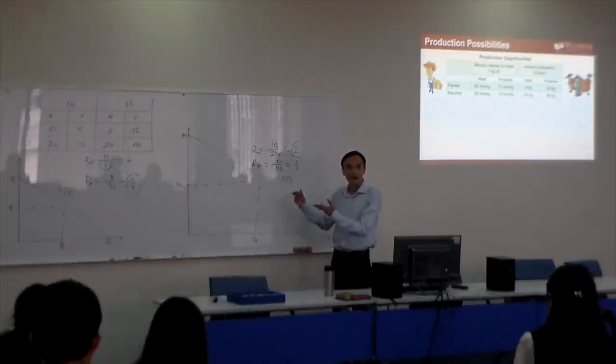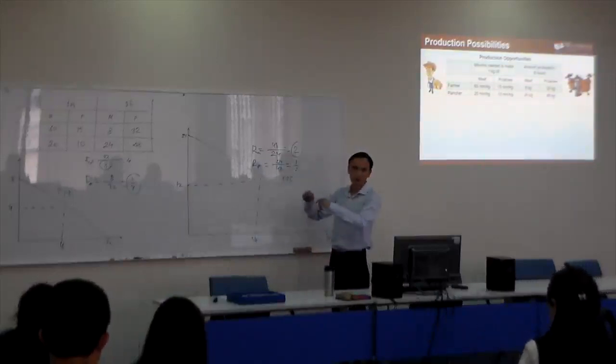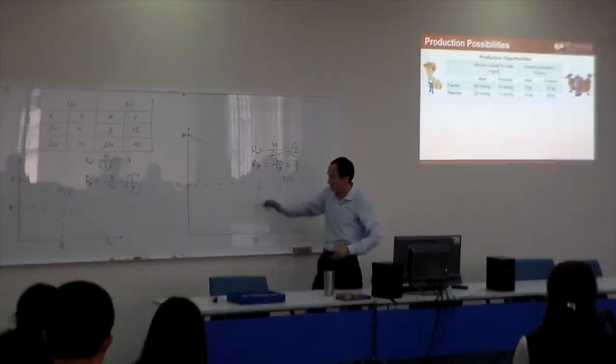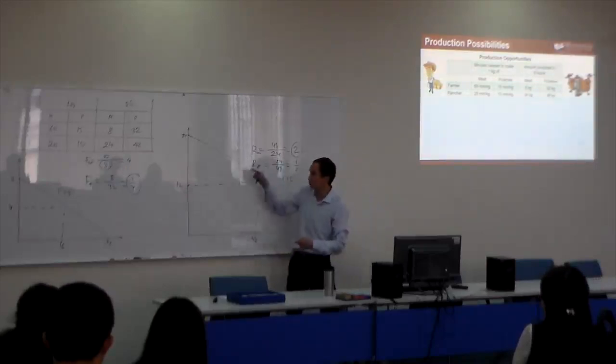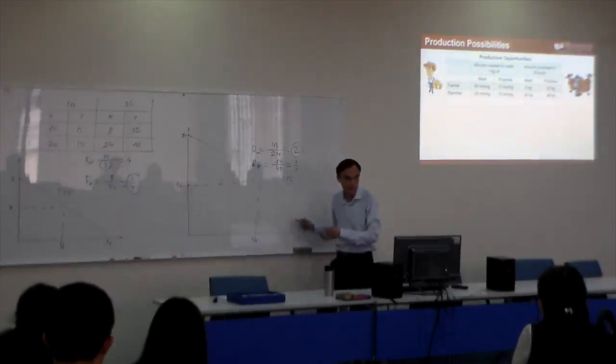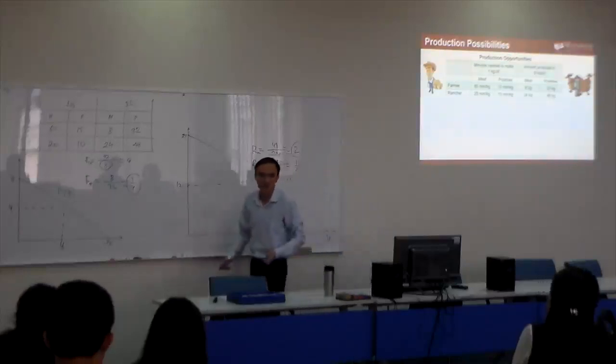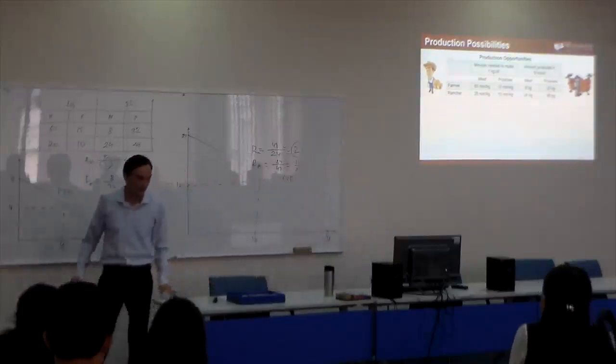If they follow Adam Smith's theory, their consumption will not go beyond this line. Whatever we do, it will be within this line. And now let's follow comparative advantage.